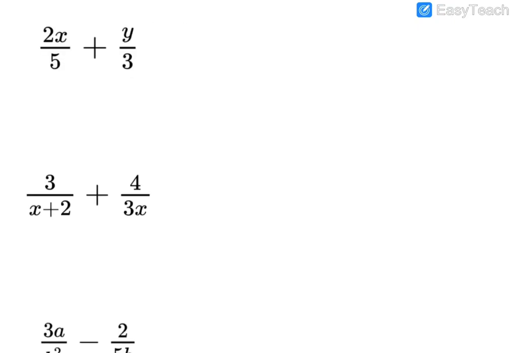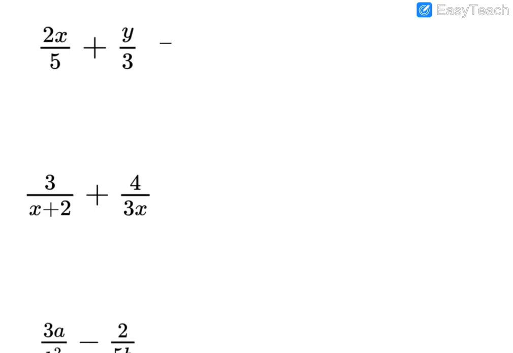Okay, so this first one, we've got numbers on the bottom. So this works just like how normal adding and subtracting fractions would normally work. We need to make sure we've got a common denominator. So the lowest common multiple of 5 and 3 is going to be 15. So we're going to write each of these fractions with a new denominator that is 15.